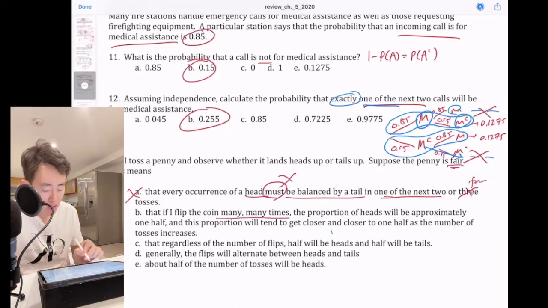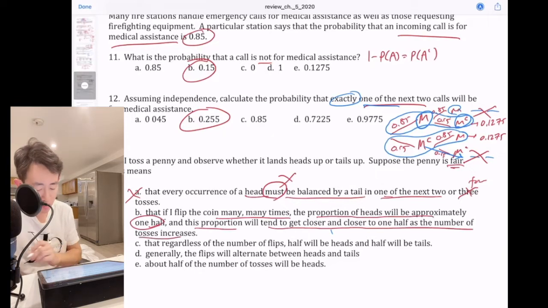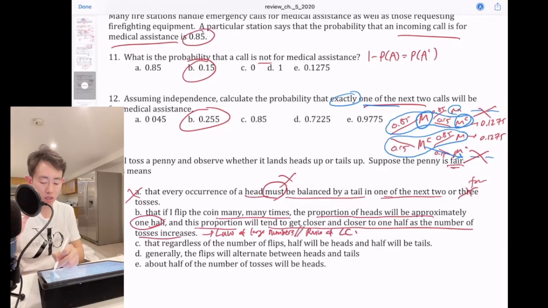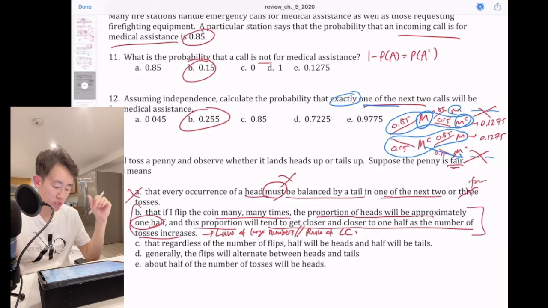Choice B: if I flip the coin many, many times, the proportion of heads will be approximately 1/2, and this proportion will tend to get closer and closer to 1/2 as the number of tosses increases. Now, this sounds like the law of large numbers, or I like to call it the rule of large counts. I'm just going to call it LC. We talked about this on the first day when we talked about chapter 5. Look at the longevity of this answer choice. It sounds the most ideal, but I will go through C, D, and E just to make sure everything else is not the correct answer.